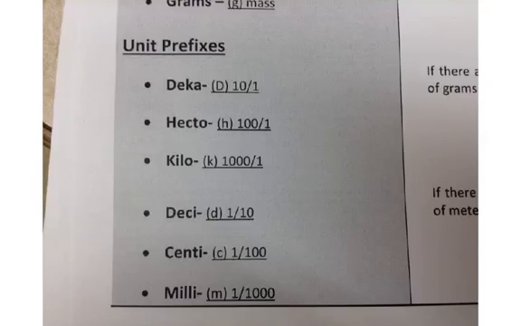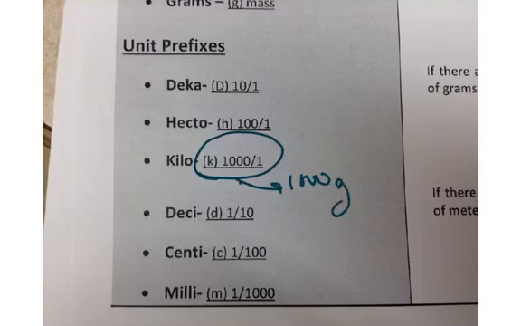So we've got deca, hecto, kilo, deci, centi, milli. And all of these are either larger or smaller than our base units. So for example, I'm going to do kilo. This one says I need 1,000 of my base units. Let's say grams. So I'm going to need 1,000 grams for every 1 kilogram. So I need a lot of little grams to make up one big kilogram. That's the 1,000 to 1 ratio. So for every 1,000 of my base units, such as grams, meters, or liters, I get 1 kilogram, 1 kiloliter, 1 kilometer.